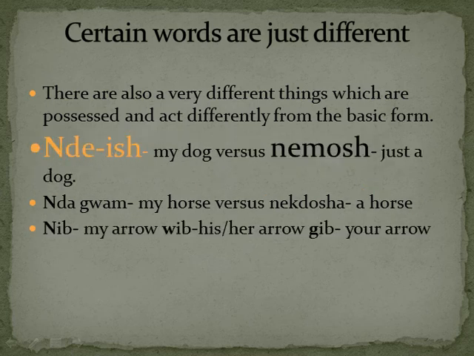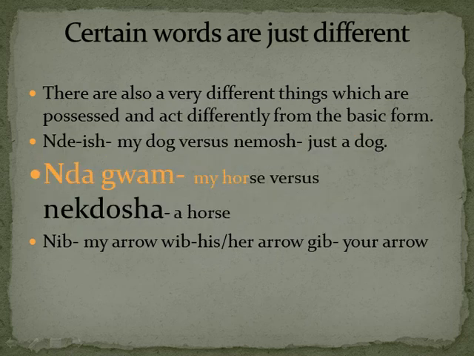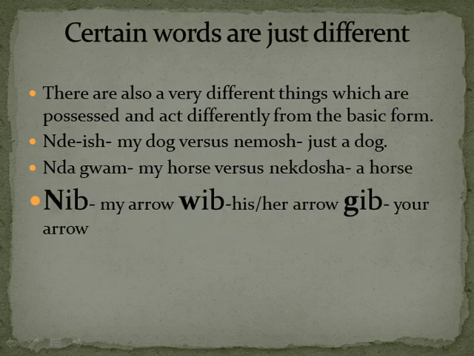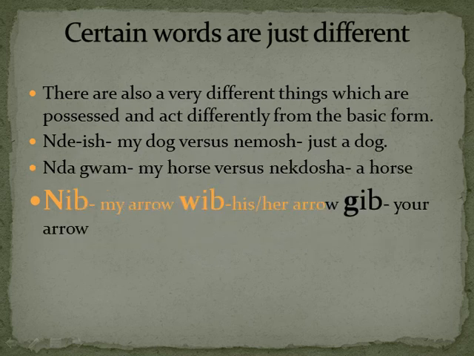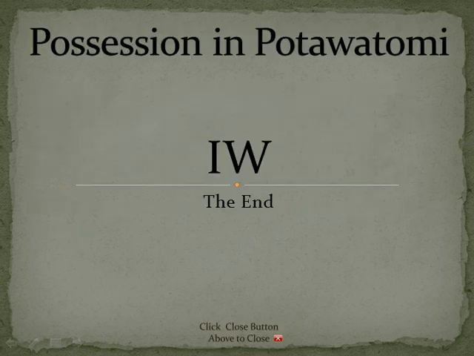Ndaish, Namosh, Ndagwam, Nekdosha, Neeb, my arrow, Weeb, his or her arrow, and Geeb, your arrow. And that's it for basic possession.